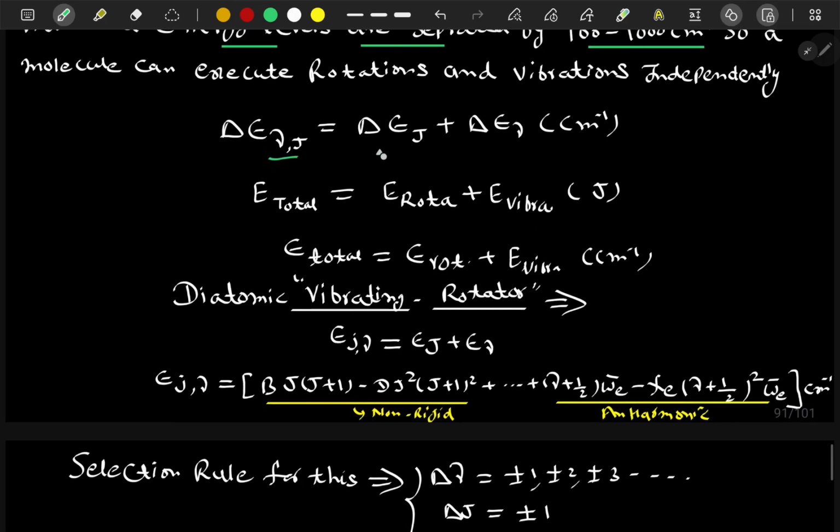Now, delta E (v, J) equals delta E_J plus delta E_v, in centimeter inverse, and total.